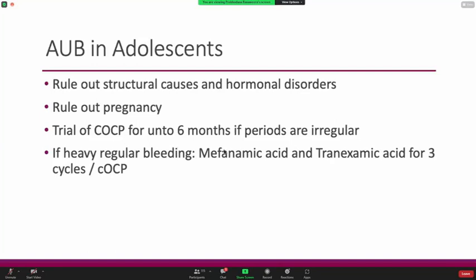If not, then you can just wait. If she is less than 18 years of age and has a period once in 3 months, that is more than enough. But after that, you need to treat a little. And if their problem is only heavy menstrual bleeding during the period time, giving mefenamic acid and tranexamic acid for 3 to 4 cycles will help the woman, or giving contraceptive pills again.